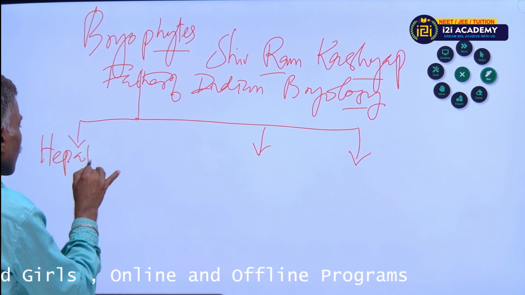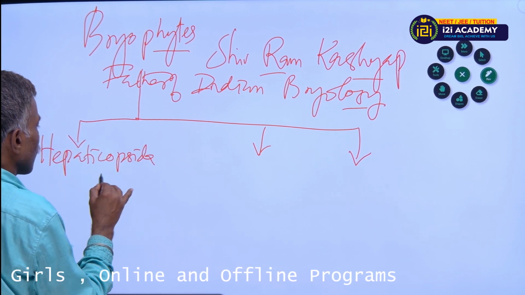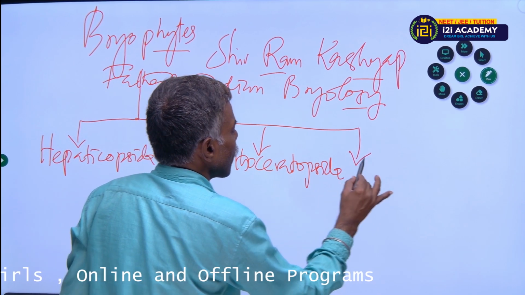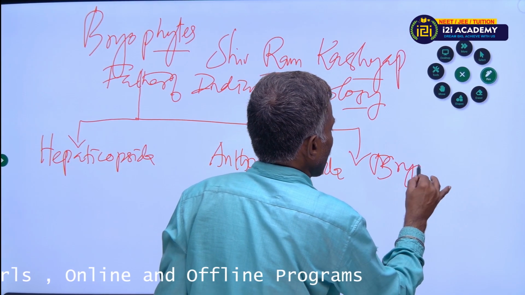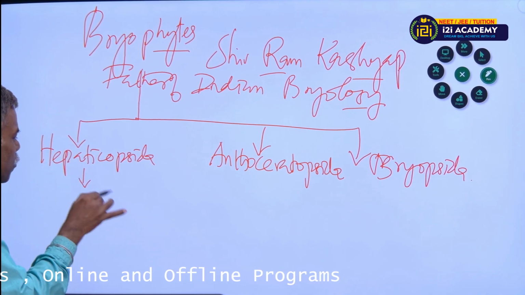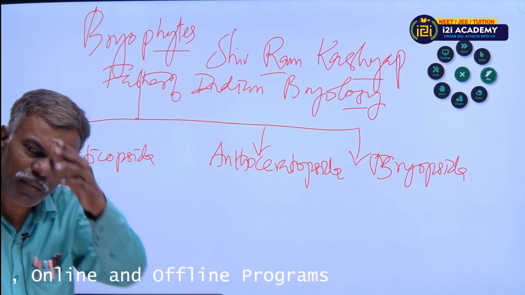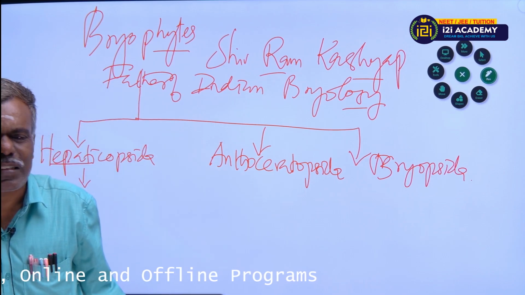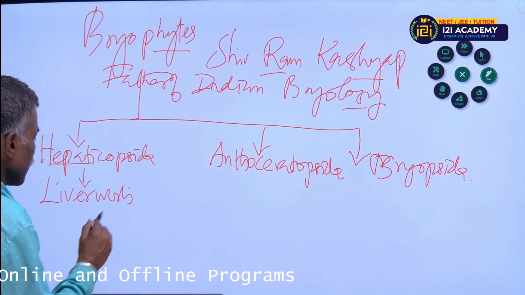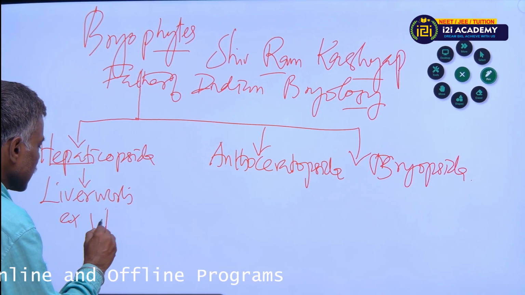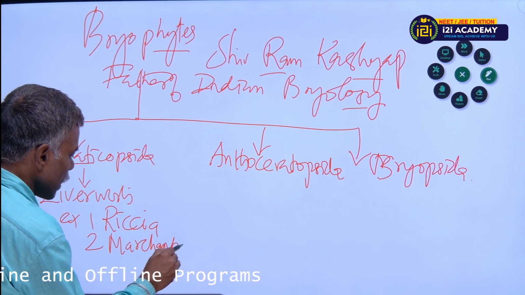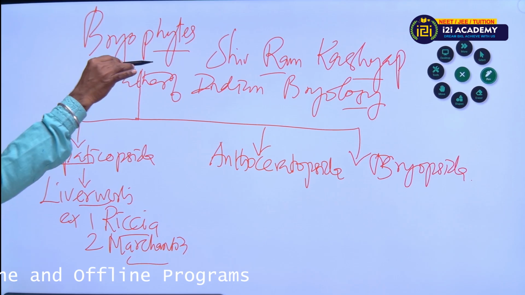Listen. Hepaticopsida, Anthocerotopsida, and Bryopsida. Hepaticopsida. What is the meaning of hepatic? Liver. The thallus, the plant body, is liver shaped. Liverworts. Example: Riccia and Marchantia are the examples of the liverworts. The body is liver shaped.